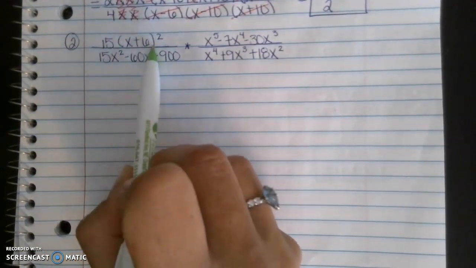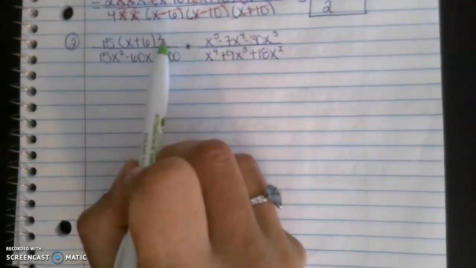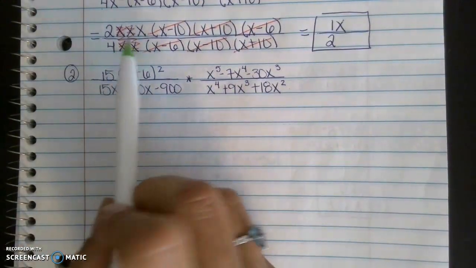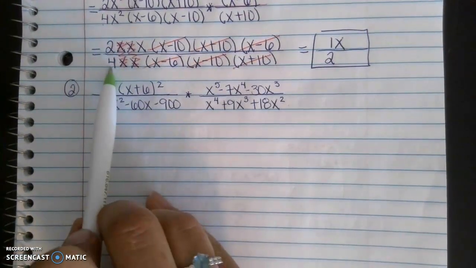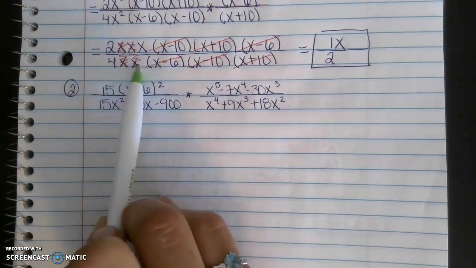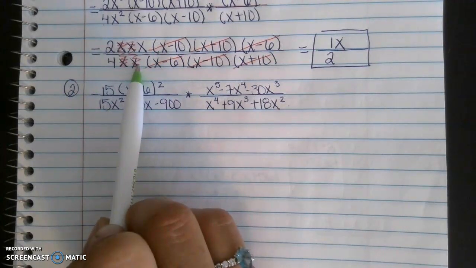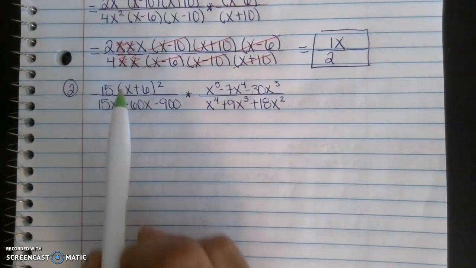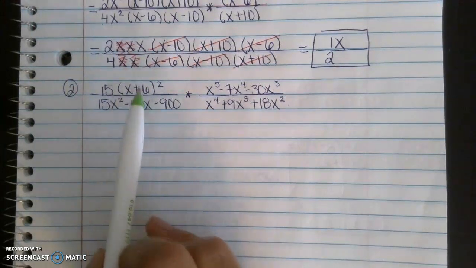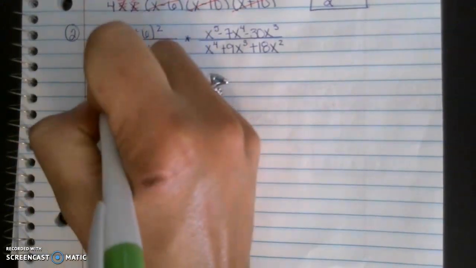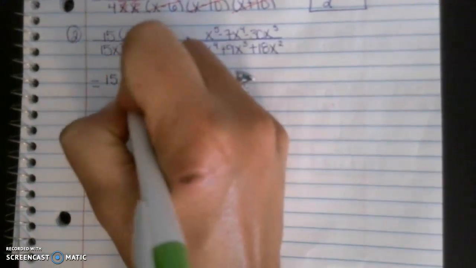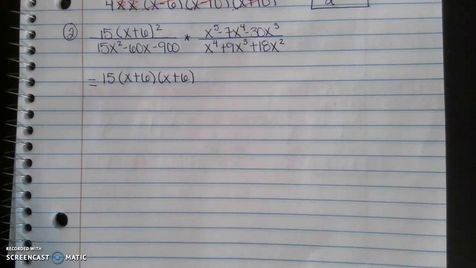We have something squared. Well, think about what we just did here. When I had 4x squared right here, I rewrote this as 4 times x times x. Well, that's the exact same thing here. I have essentially 2 groups here of this x plus 6. So I'm going to go ahead and rewrite this as 15 times x plus 6, x plus 6. Something squared means I have 2 of them.